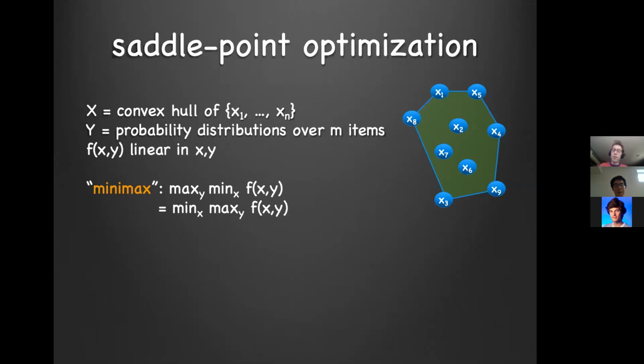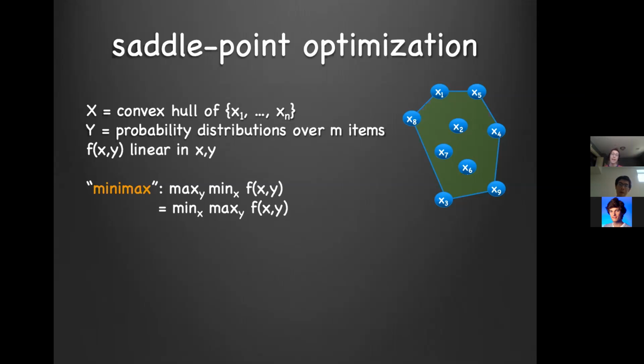My data set is x1 through xn, but now my set x is not going to be exactly that set. It's going to be the convex hull of all those points. If you don't know convex hull, what it means is the smallest convex set that contains all of those points. Okay, so this green region is the convex hull of all these x1 through x9. And then y, my space of models, I need to change that a little bit too. Before, it was just this totally abstract set of items. Now, I need that to be convex as well.